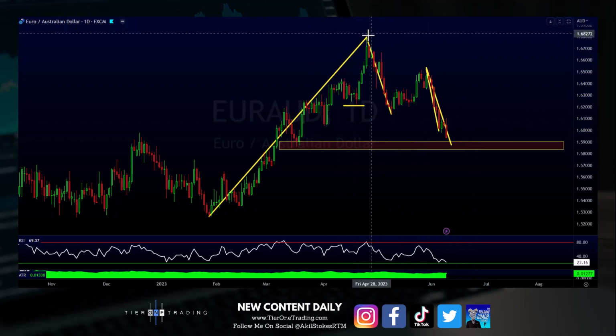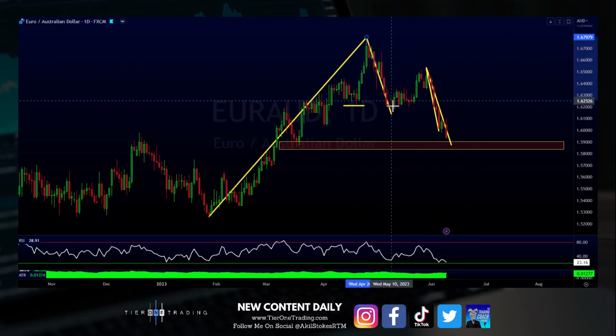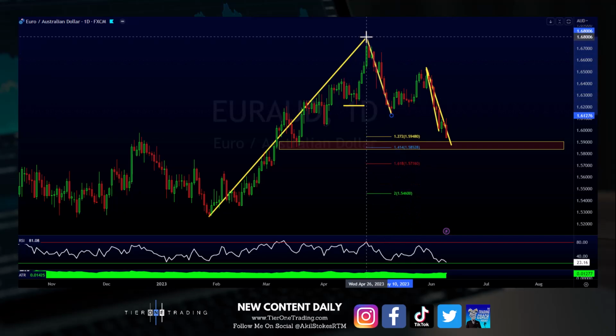I can also team that with a Fibonacci extension, taking it from the same swing high to swing low. Let's see if there's any Fibonacci confluence in there. Not really. We have a 127, a little bit above, a 1.414 in the middle.